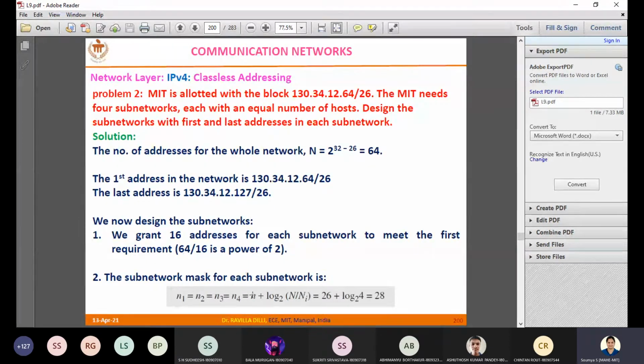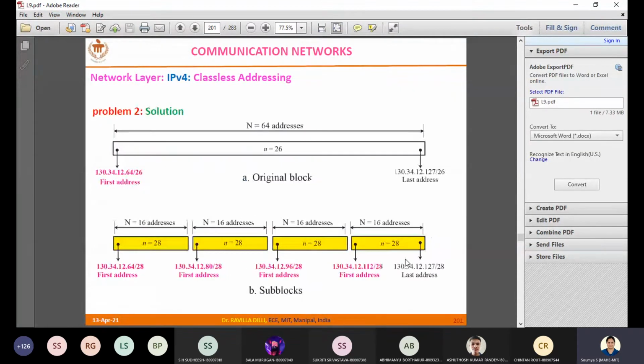It will be n plus log of capital N by small n suffix i to base 2. This part, what does it give you? This lowercase n is nothing but the value /n that is given in the block, which is 26, plus log 4 to base 2. Why 4? That is nothing but the number of subnets you require. So it is log 4 to base 2, which will be equal to 28. So that means for each of the subnets, the /n value is going to be 28. So you get /28.